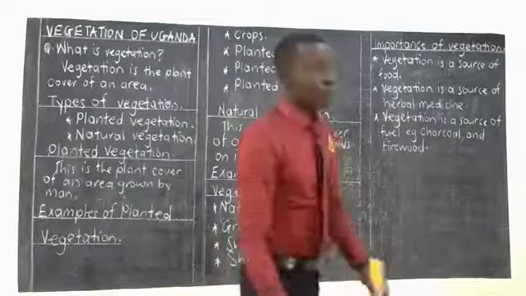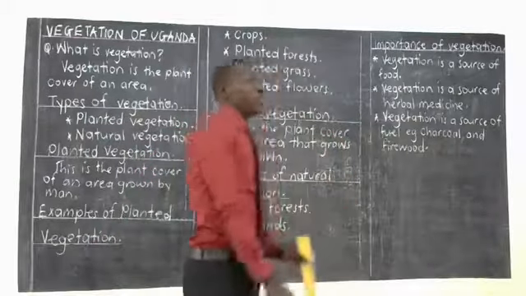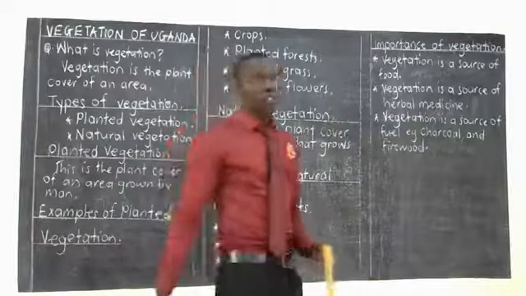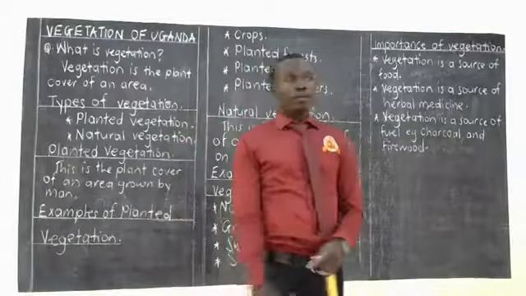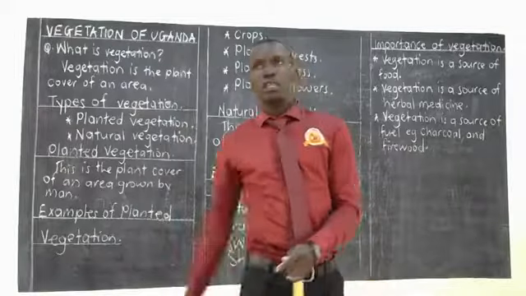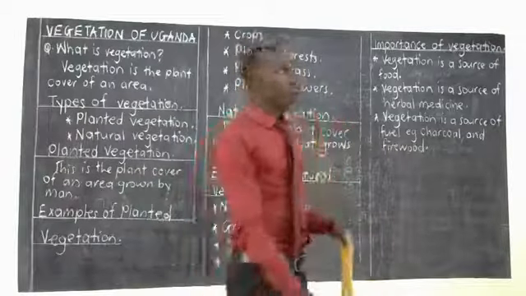Vegetation is a source of building materials. We get building materials from the vegetation, from the forests, from swamps, from grasslands.